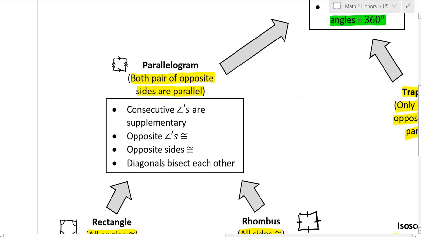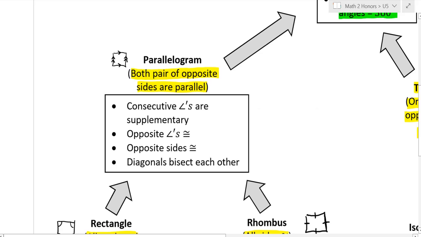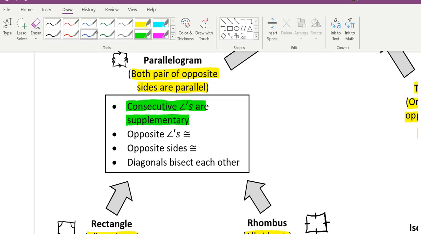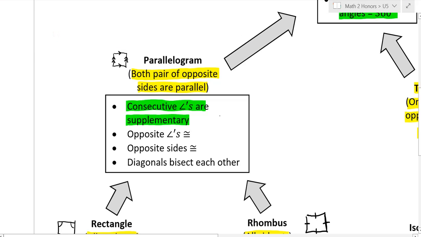I'll talk about them here, but then I'm going to show you some more stuff. So the first one is that the consecutive angles are supplementary. What do we mean by consecutive? Another way is angles next to each other, or I could say adjacent angles as well.